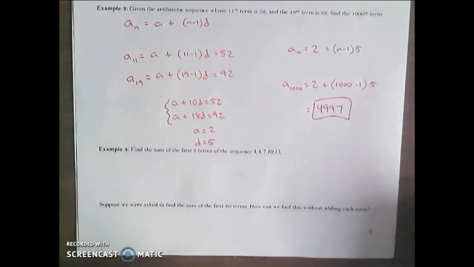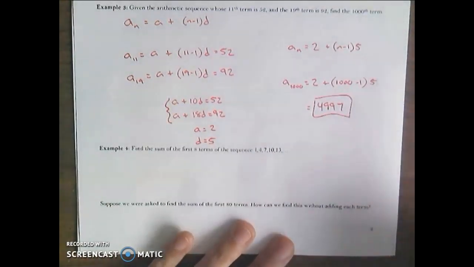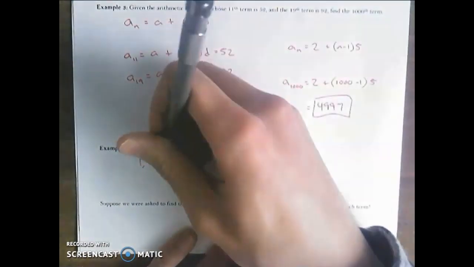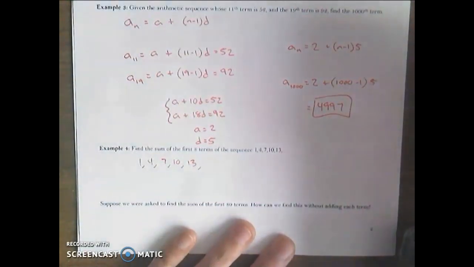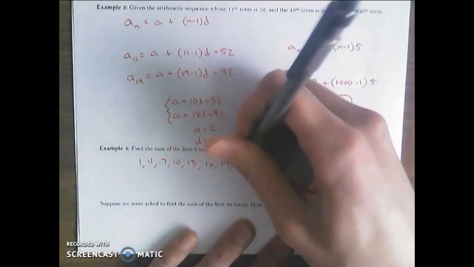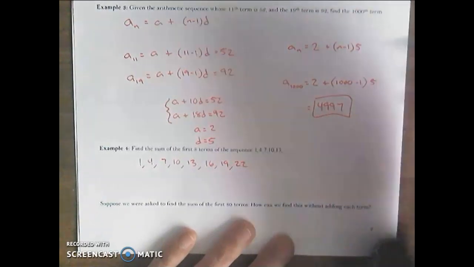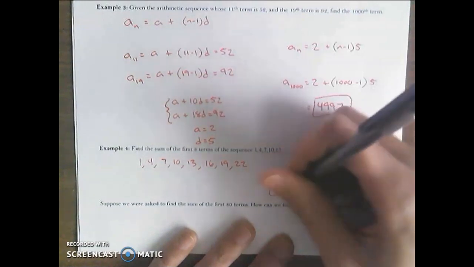Example 4, let's find the sum of the first 8 terms of the sequence. We have 1, 4, 7, 10, 13. This continues from our warm-up. So if I were to write out the first 8 terms, we have 1, 4, 7, 10, 13. What's happening each time? We're adding 3 every time. So from 13, we get 16, 19, 22, and that's the first 8 terms. If we were to add these up, we get a total sum of 92.